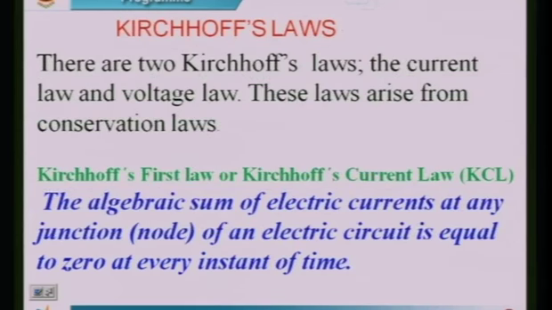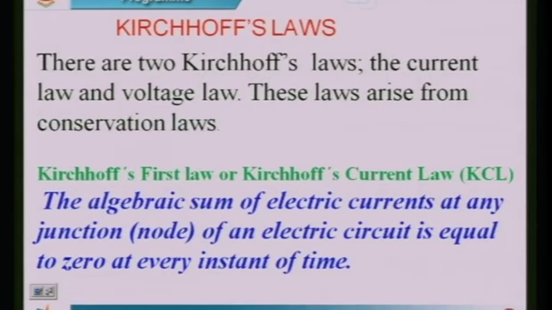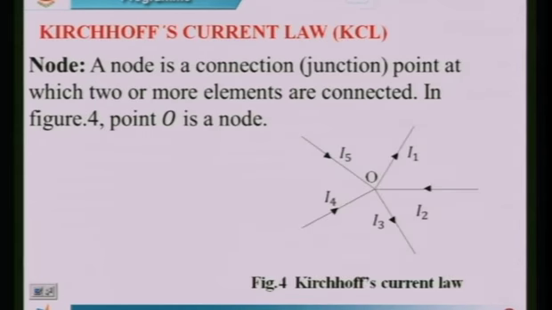There are two laws. One is the current law and the voltage law. According to the first law or the current law, the algebraic sum of the currents at any junction is 0. So, in that respect, this is a circuit where O is nothing but the junction or O is the node, and here some currents are flowing into the junction and some currents are going out of the junctions. The current flowing into the junction can be taken as positive and going out can be taken as negative. However, this is only a convention, therefore, it can be assumed in the opposite direction also.